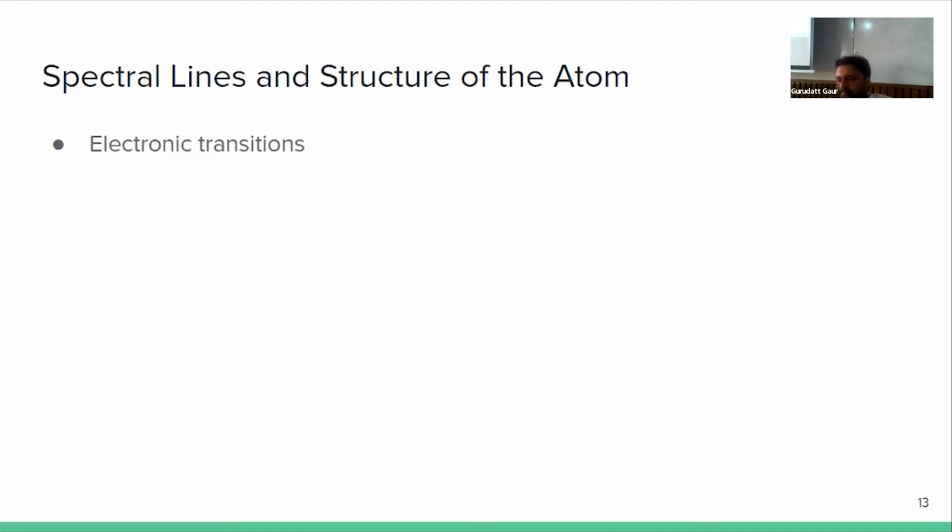What is that? Electron is decelerated by... You might have heard about it.